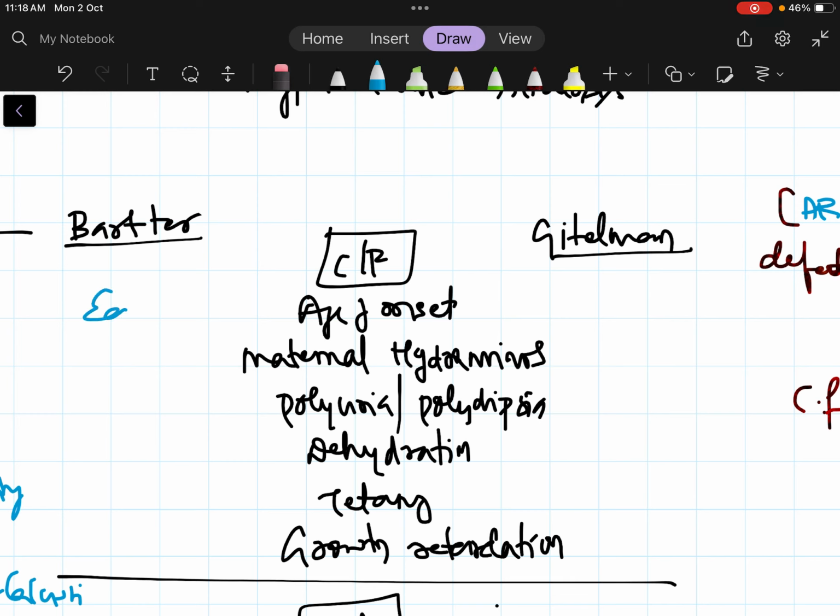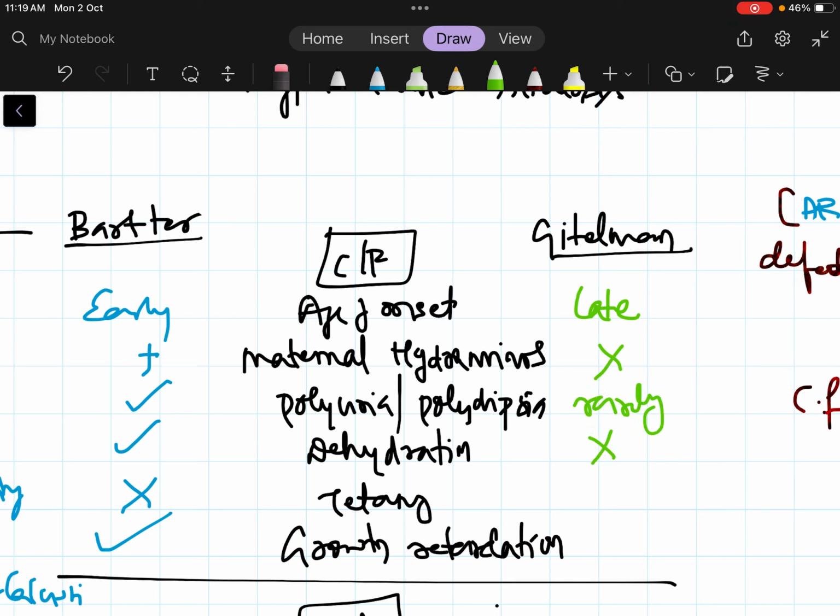Bartter is early onset; maternal hydramnios can be seen, polyuria, polydipsia can be seen, dehydration can be seen, tetany is not seen, growth retardation can be seen. Whereas in Gitelman we have late presentation, there is no hydramnios, polyuria and polydipsia are rarely seen, dehydration is not seen, tetany can be seen, and there is no growth retardation.